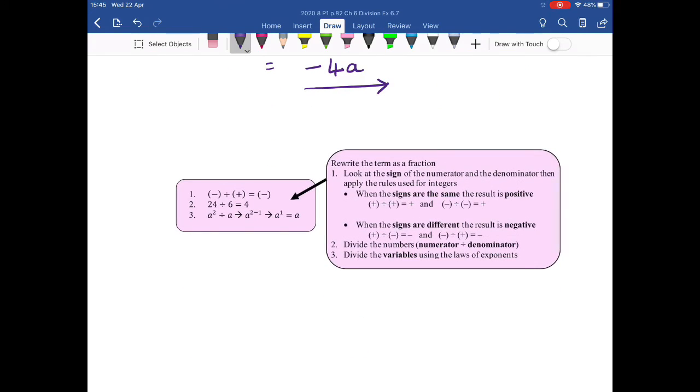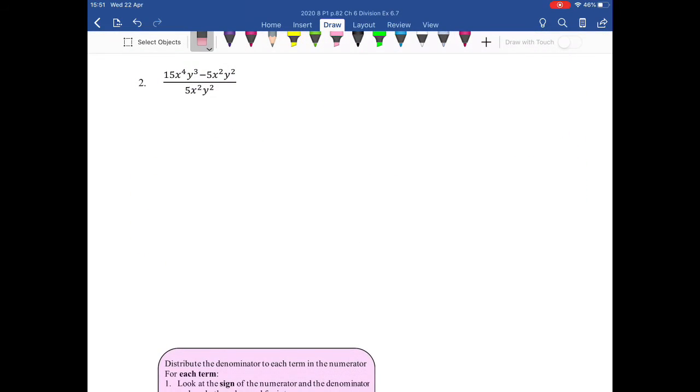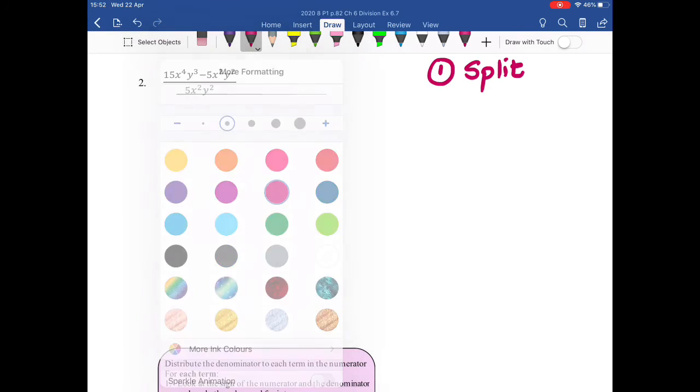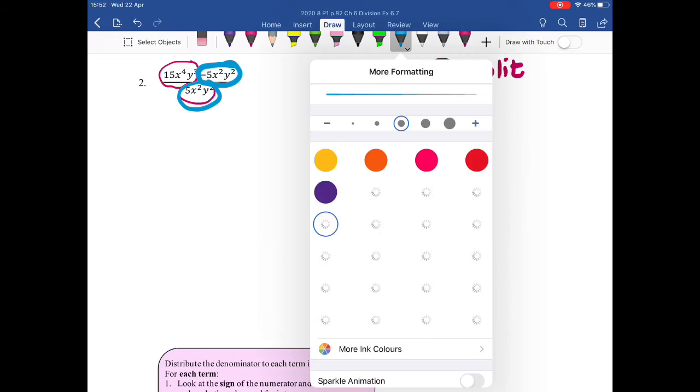Right, in your books you will find there is this little explanation to help you. Right, let's have a look at the second example. The first thing we're going to do is we are going to split the fraction. Okay, so that means I'm going to have that over that, and then I'm going to have that over that as well.